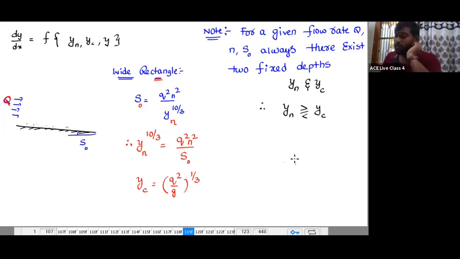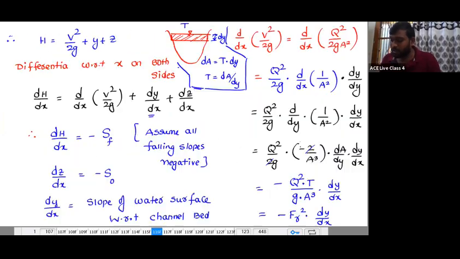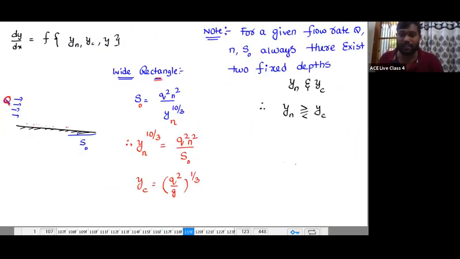Yn is greater than, equal to, or less than yc. Now as dy by dx is a function of yn and yc, in any channel for a given flow rate Q, n and S naught, there exist two fixed depths yn and yc. Based upon this yn and yc, we are going to classify the slope. Now there comes the classification of water surface profiles. The purpose of making this equation, this dy by dx and these assumptions, is how we are going to classify the water surface.